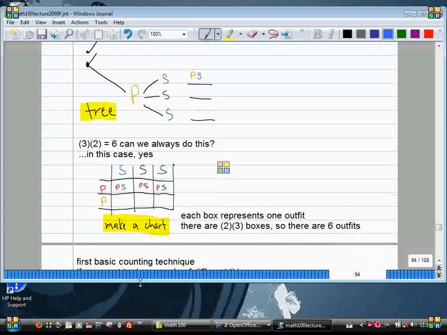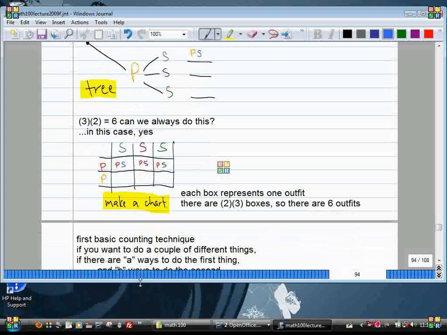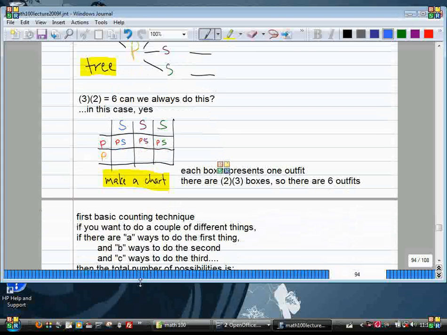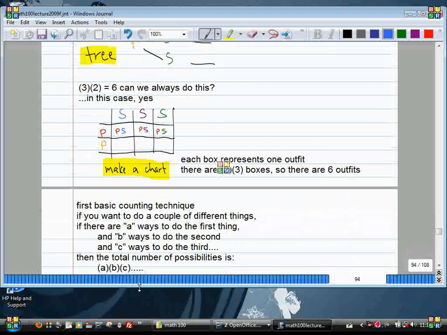And that brings us to our first basic counting technique. If you want to do a couple of different things, in this case, choose pants, choose shirt, but this could apply to anything similar. If there are A ways to do the first thing, and B ways to do the second, and C ways to do the third, etc., then the total number of possibilities is A times B times C, etc., as far as it goes.